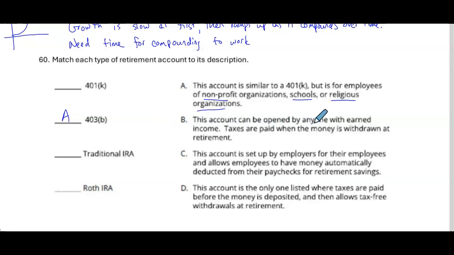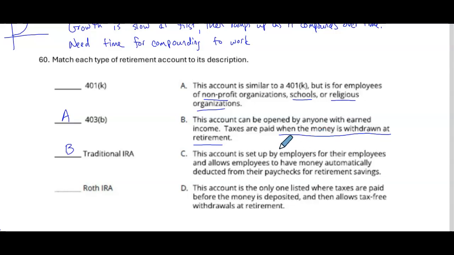This account can be opened by anyone with earned income. Taxes are paid when the money is withdrawn at retirement. Okay, so that would be a traditional IRA, because remember, it is traditional to pay taxes when money comes out of your account. So if you're getting the money out at the end and you're taxed then, that's the traditional form of the IRA. That's the way you can remember it.